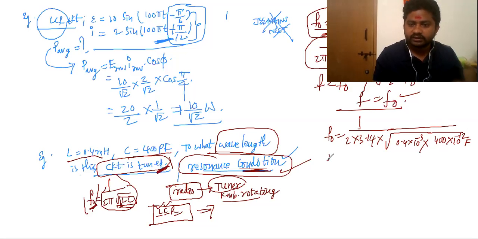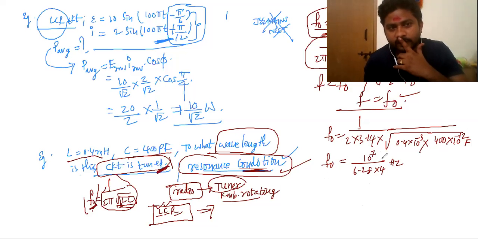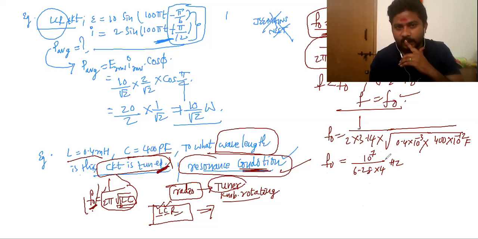So this value you get something, right? So F naught value is 10 raised to 7 divided by 6.28 into 4 hertz. That's a frequency. And see, in the final exam, the questions will not be given this lengthy. So simple values only, you can solve it.